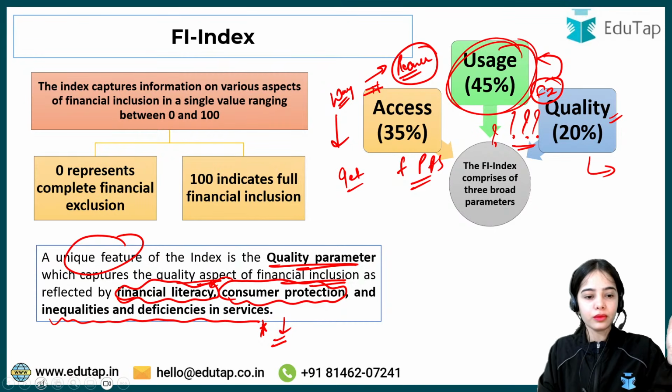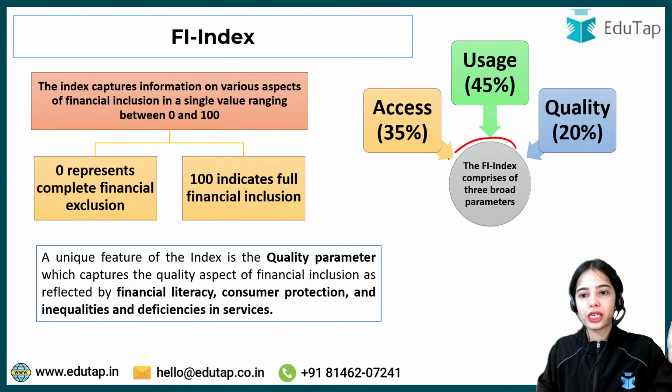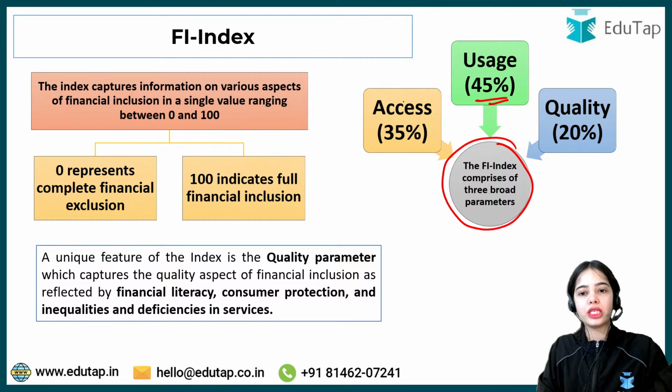Okay, so this is the idea. These are the three broad parameters. The highest weightage is given to usage, that is 45%, then access 35%, and quality 20%.